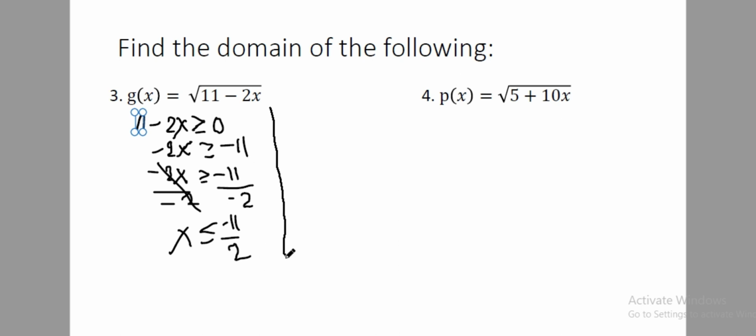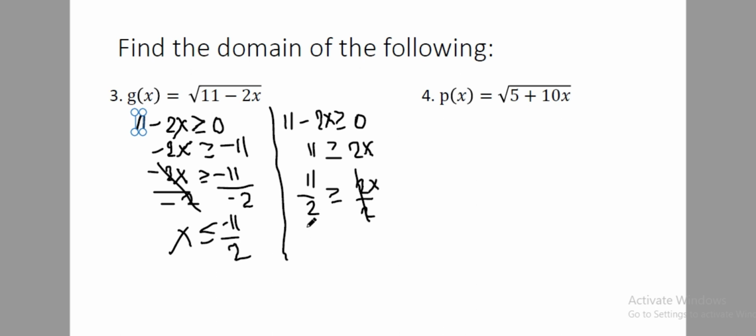Now let's check if we get the same answer if we transpose negative 2x. So we have 11 greater than or equal to 2x. Again, divide both sides by 2, the coefficient of x. So we have 11 over 2, and the final answer here is positive 11 over 2.